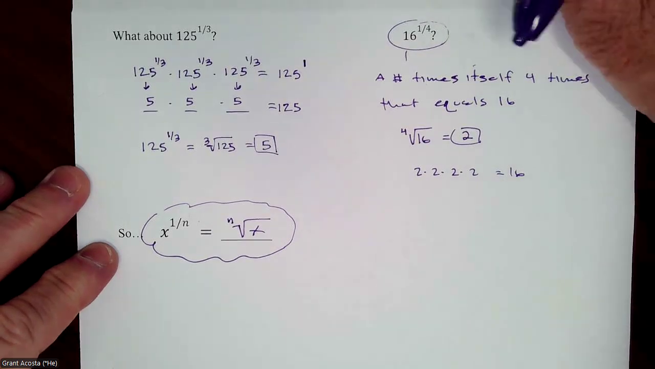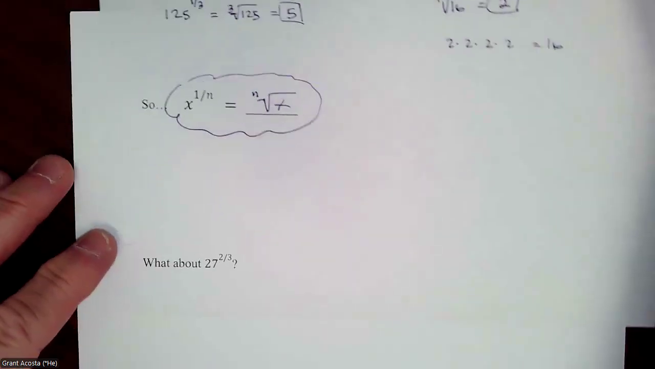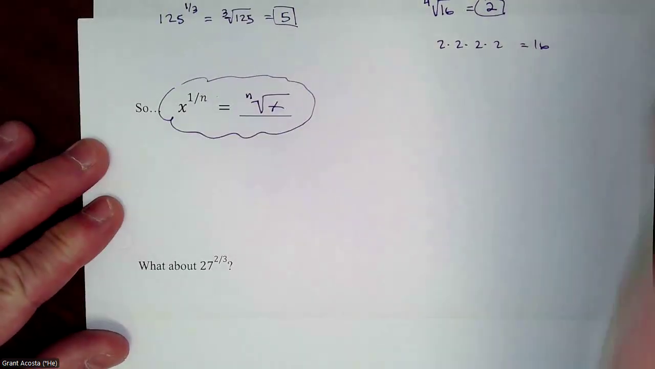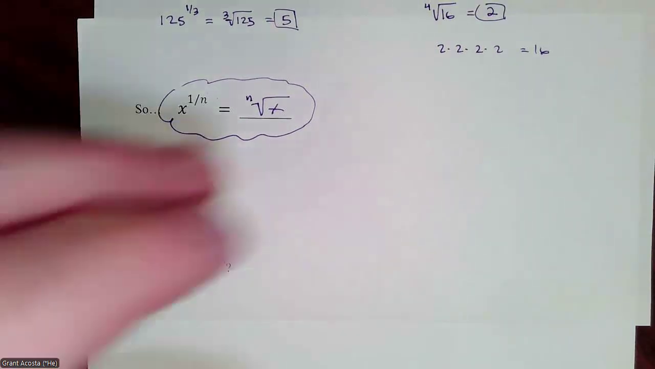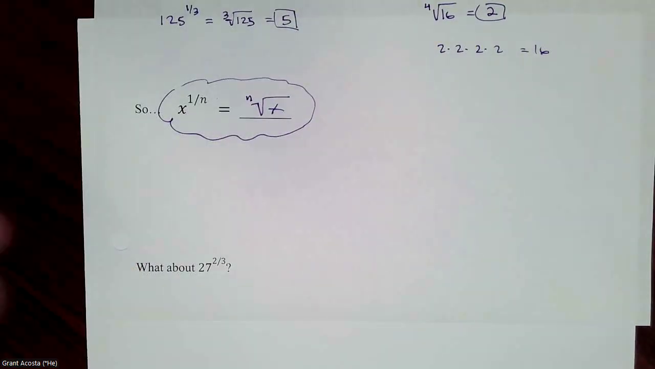Now, what if I wanted to raise something to not the 1/3, but maybe the 2/3 power? Like, what if I wanted 27 to the 2/3 power? If it was 27 to the 1/3, that would be the same as the cube root of 27. But this is 27 to the 2/3. So to do that, pull this paper away.